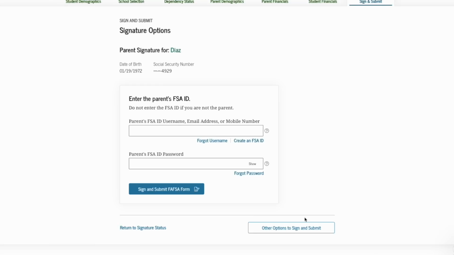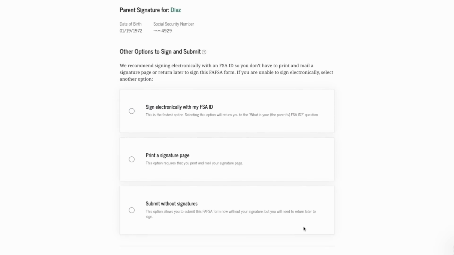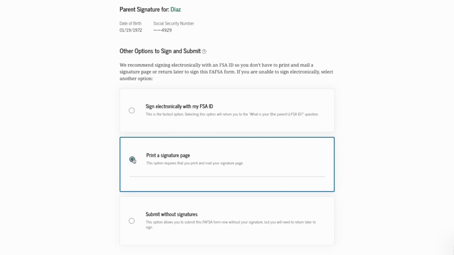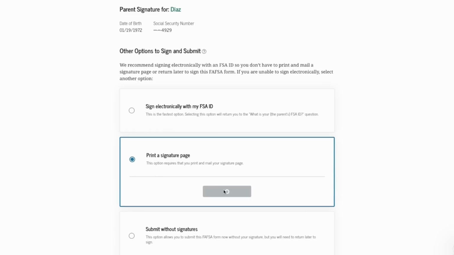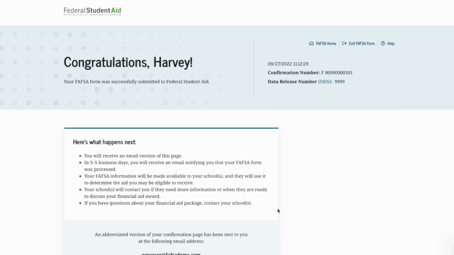Now, if it turns out your parent doesn't have a social security number and was not able to create an FSA ID, there are other options to submit the FAFSA. You can click on the other options to sign and submit, and you could see here, you can print a signature page, which will allow you to print out the application and have your parent sign the application. Once your parents sign the FAFSA using their FSA ID and password, you'll get to the congratulations screen.